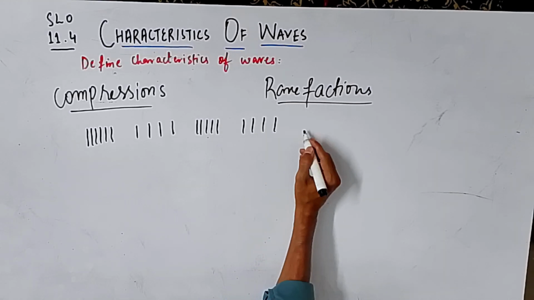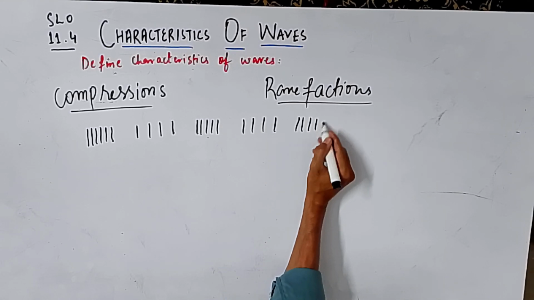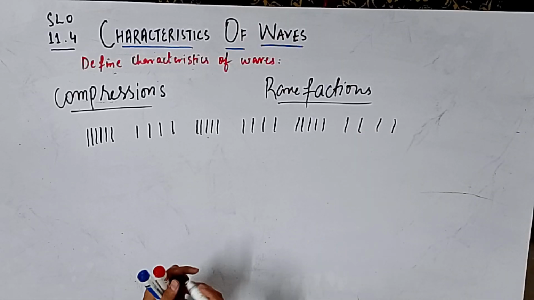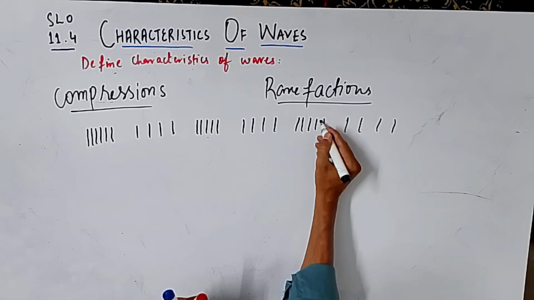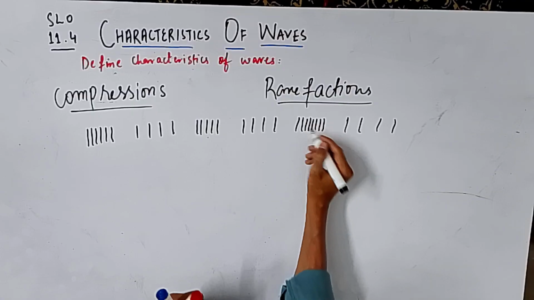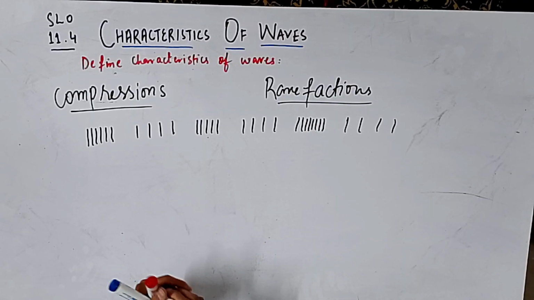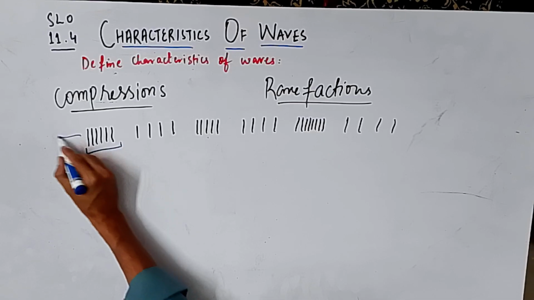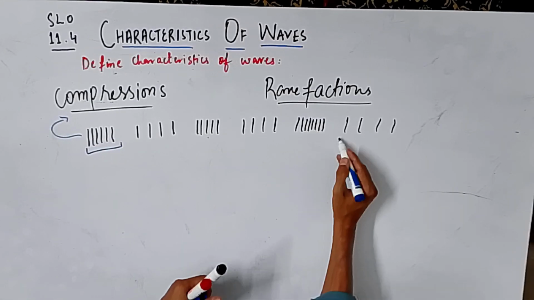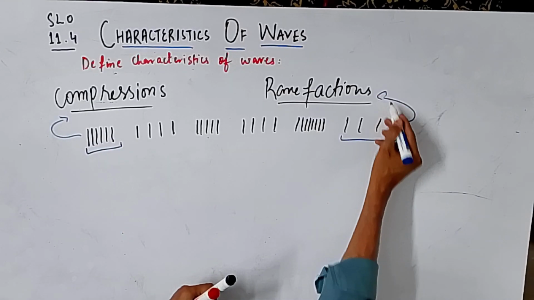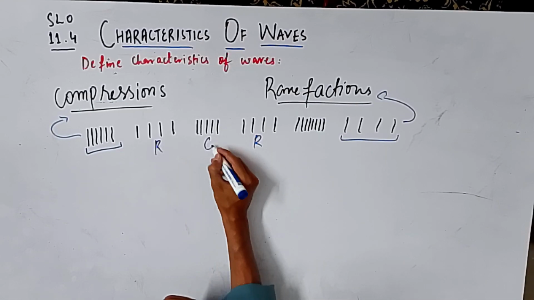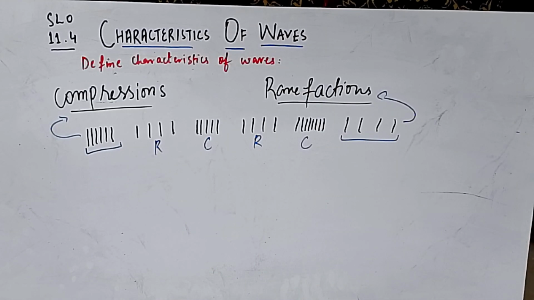So you can see over here, it seems that there are some areas where the gap is very low, or it is very tightly packed. The particles are very tightly packed. So these are compressed. We call this particular area compression, and we call this particular area rarefaction. So this is also rarefaction, this is also rarefaction, this is compression, this is compression.